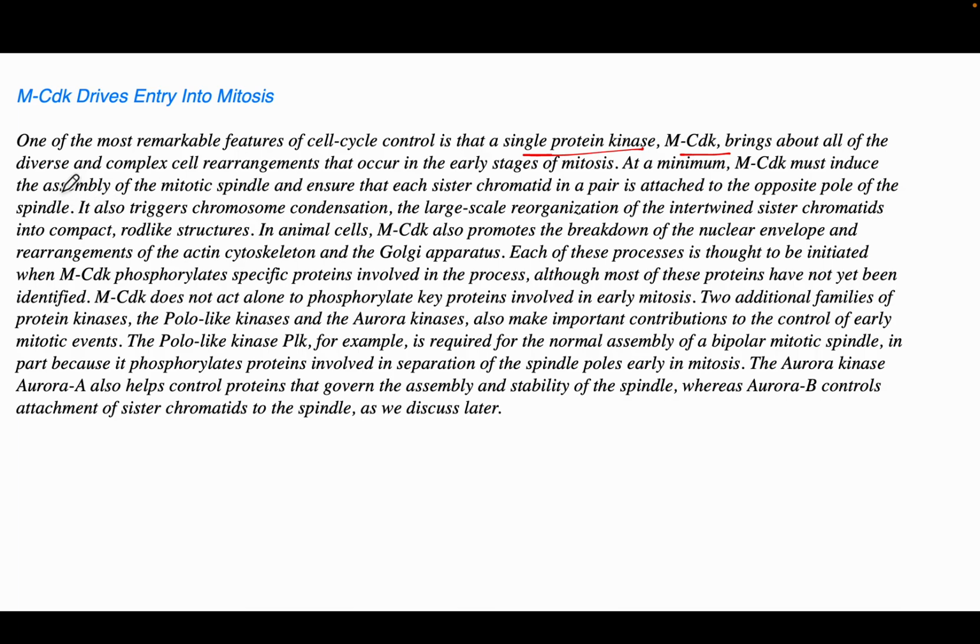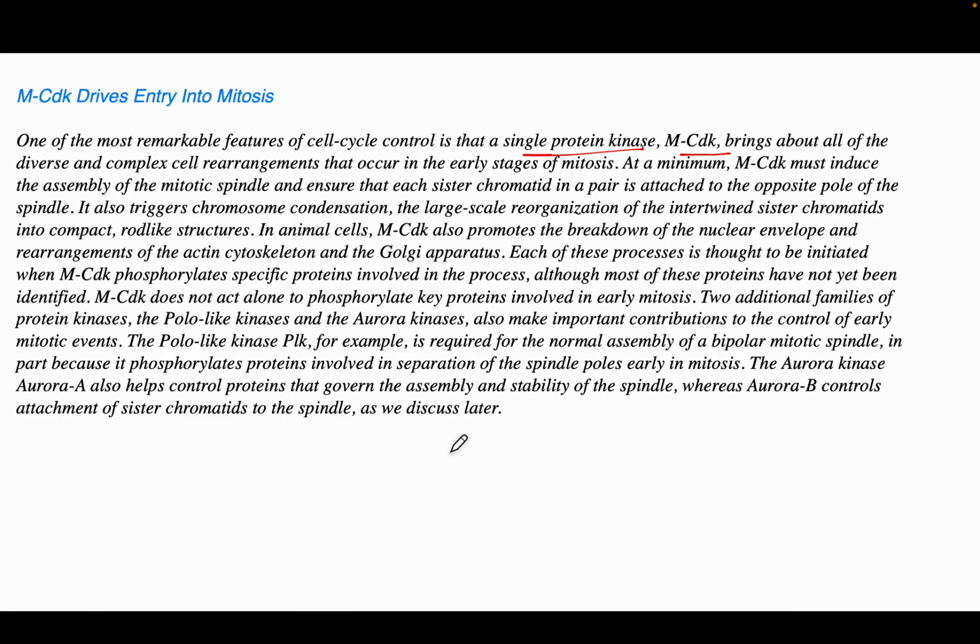MCDK brings about all of the drivers and complex cell rearrangements that occur in the early stages of mitosis. At a minimum, MCDK must induce the assembly of the mitotic spindle and ensure that each sister chromatid in a pair is attached to the opposite pole of the spindle. It also triggers chromosome condensation, the large-scale reorganization of the intertwined sister chromatids into compact rod-like structures. In animal cells, MCDK also promotes the breakdown of the nuclear envelope.